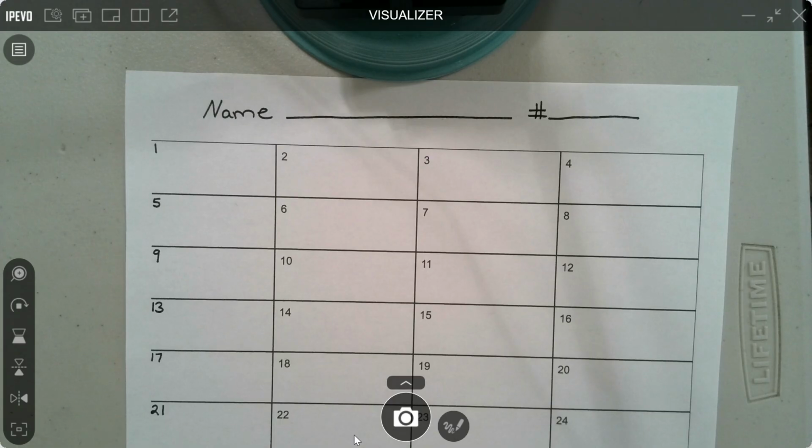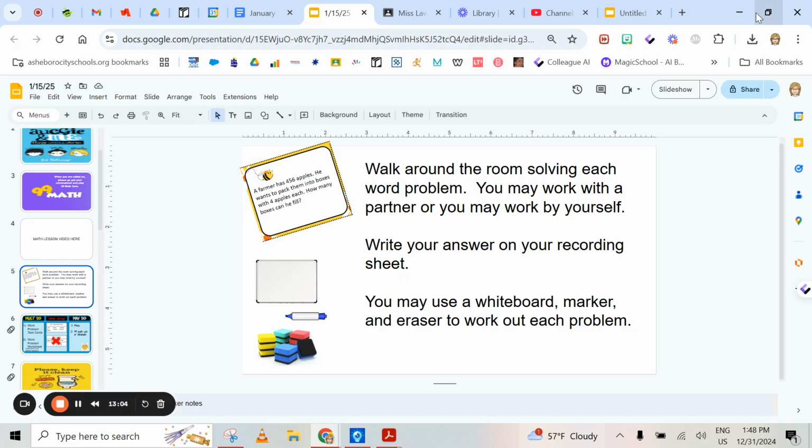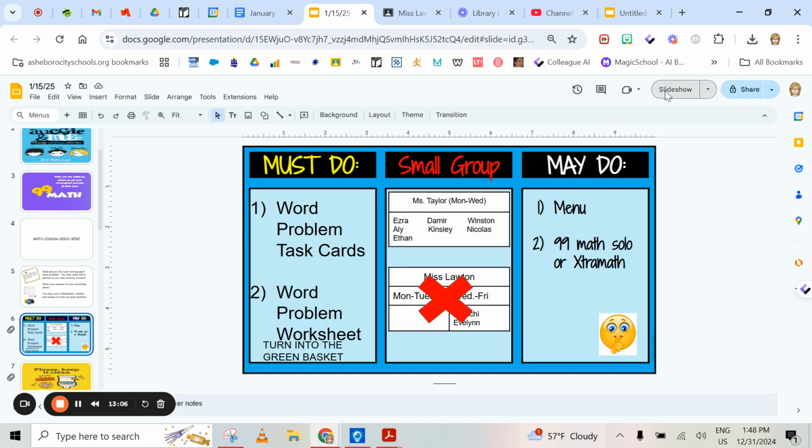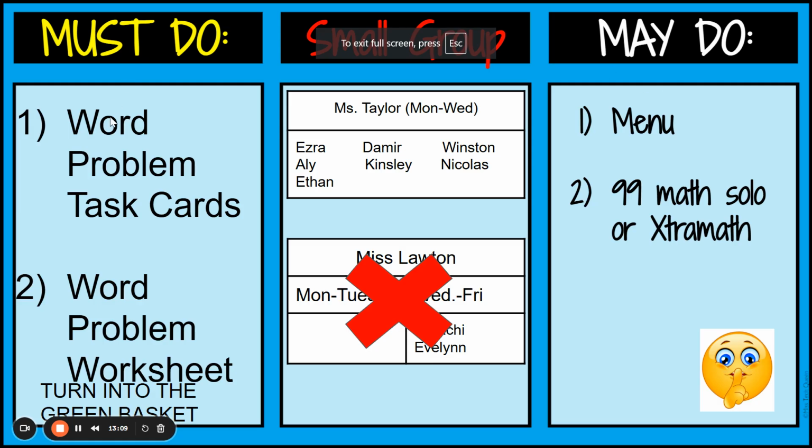Now, I'm having this go into your independent time. So if this takes all of your independent time to complete, that is absolutely fine. But if you get done early, Miss Martinez has a word problem worksheet for you. As a matter of fact, let me show you what the independent work slide looks like. It looks like this. So number 1 says those word problem task cards. Number 2 says word problem worksheets. You need to get that from her once you complete all of these and they're correct.